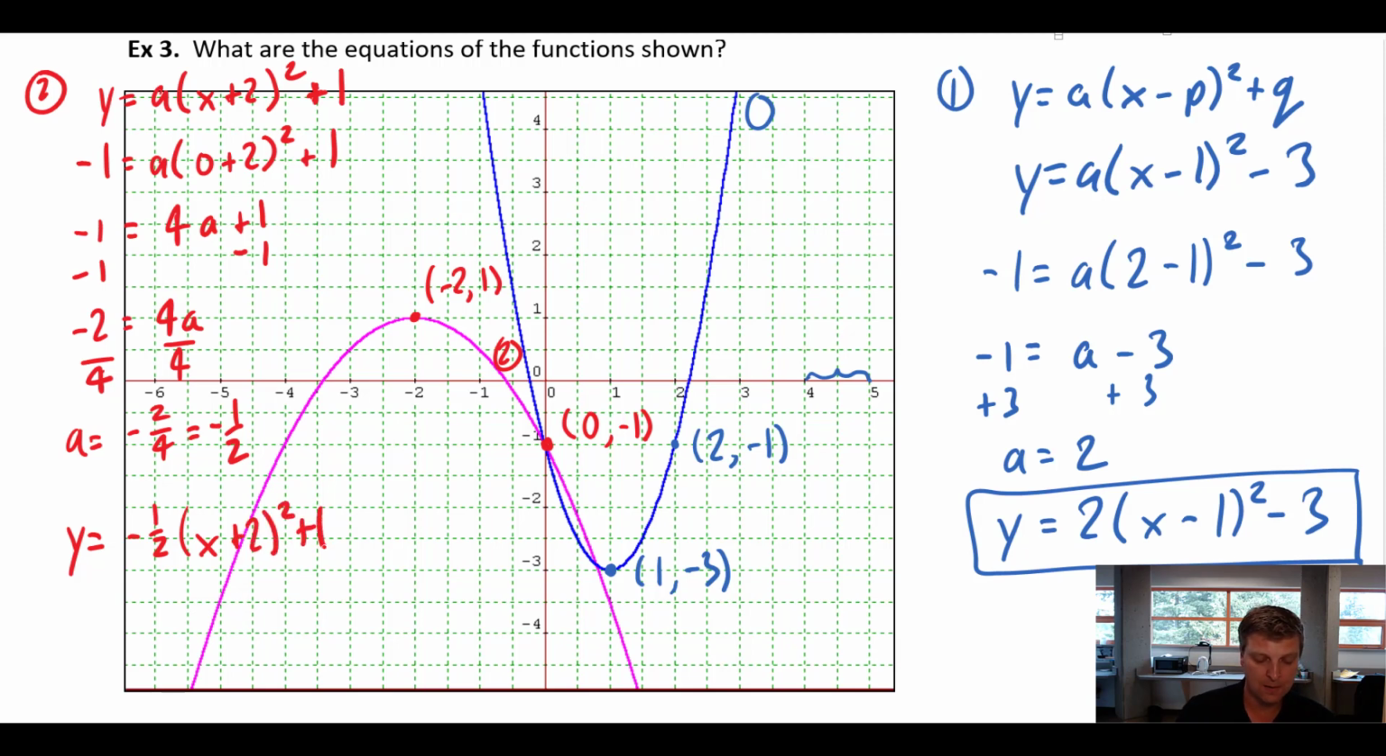And again, that a value makes sense. The graph looks like it's a little bit stretched this way. It's definitely upside down, or inverted, so it should be negative. Okay, that's it for part 2.